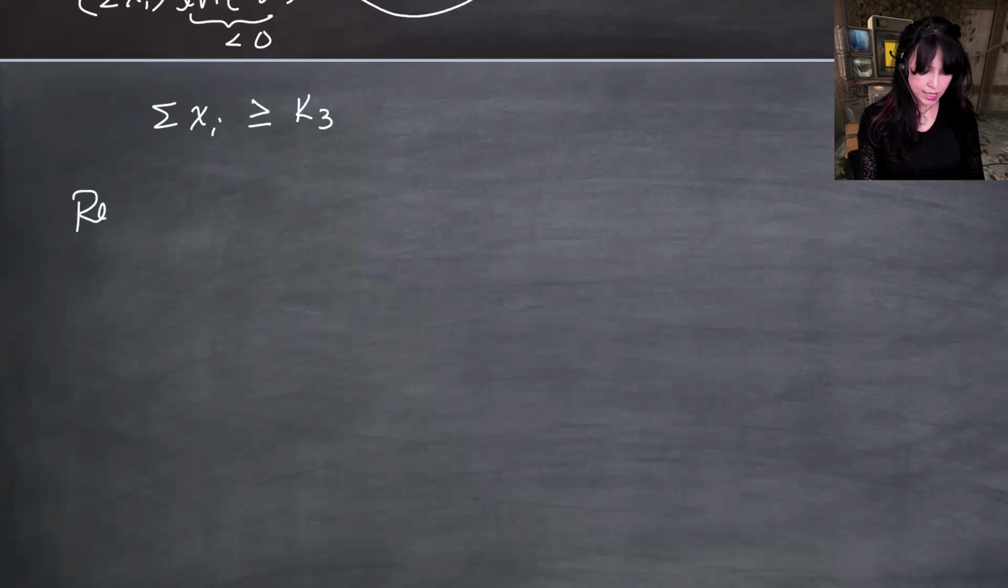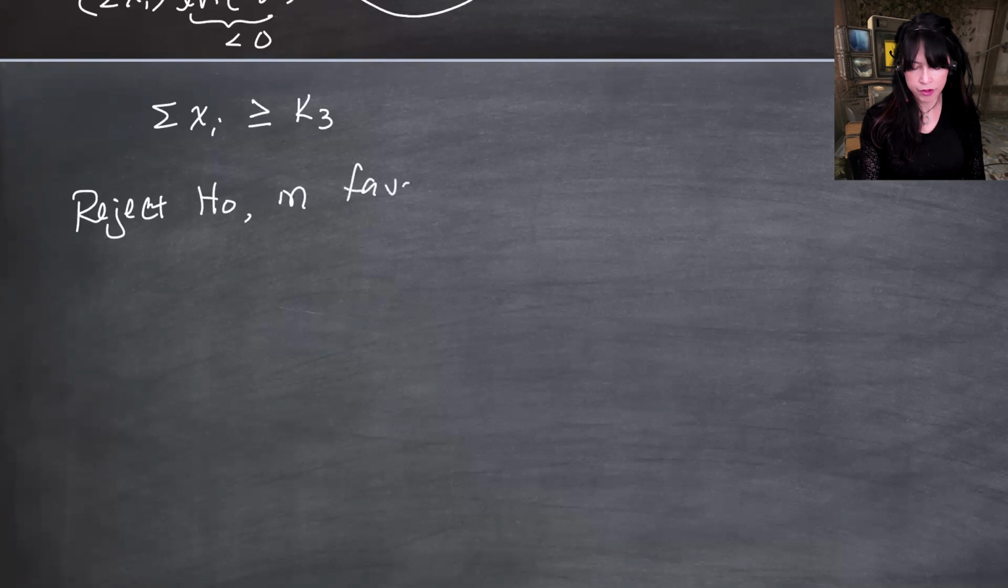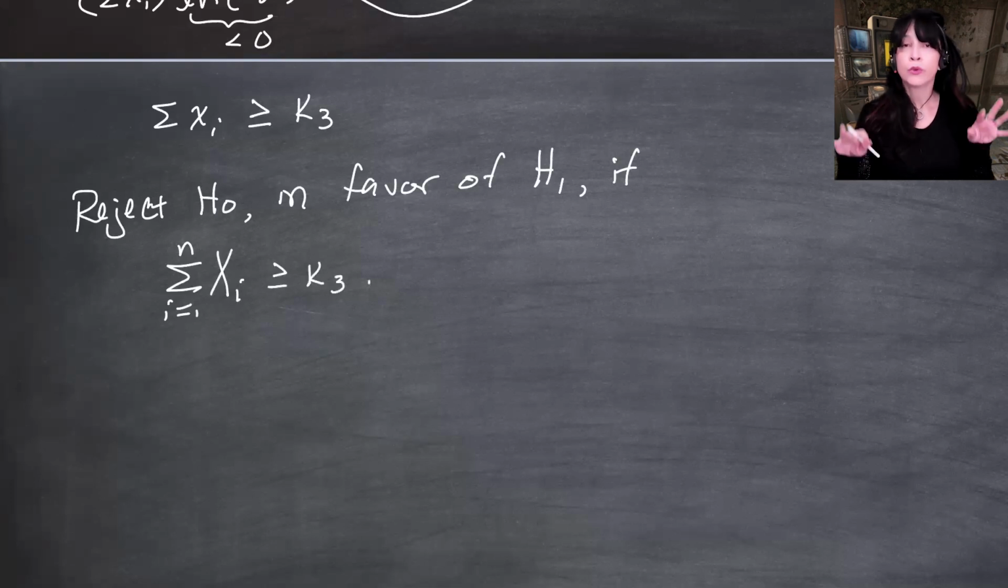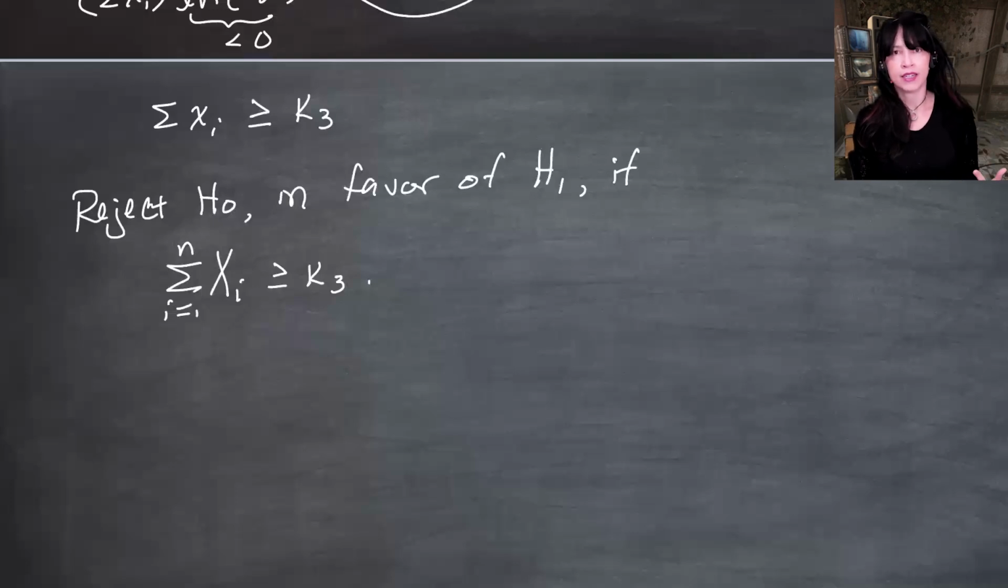We're going to want to reject the null hypothesis in favor of the alternative if the sum as i goes from 1 to n of capital Xi is greater than or equal to some constant k3, where k3 is to be determined. And here we're going to have some trouble because of a discrete distribution. And this is the same sort of trouble you would have no matter how you did this hypothesis test. Maybe not using Neyman-Pearson. Maybe it wasn't even supposed to be a best test.